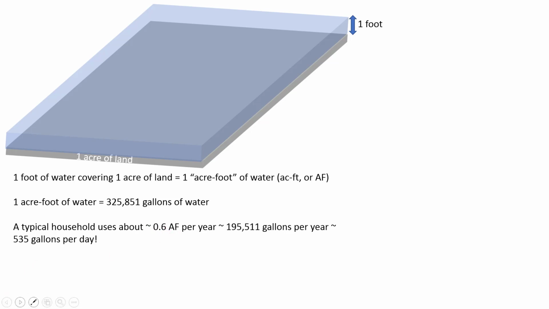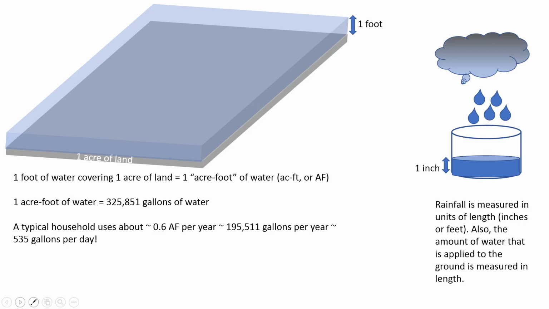The other thing to keep in mind here is that rain, precipitation, is also measured in units of length. So when it rains, literally there are rain gauges out there, and the amount of water that falls is measured by how much water it will fill up a cylinder like this. So when you say it rains an inch, that means that it would be an inch thick on the ground.